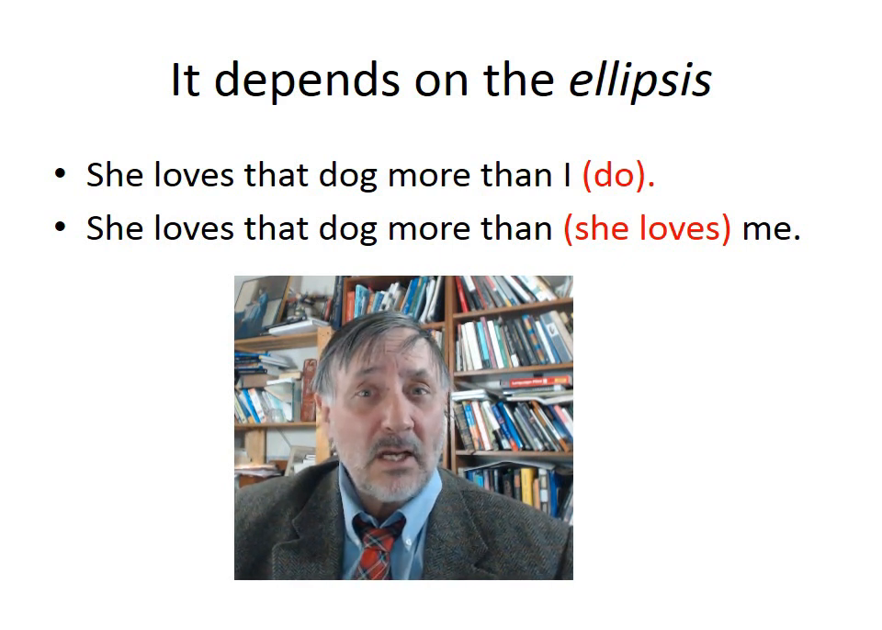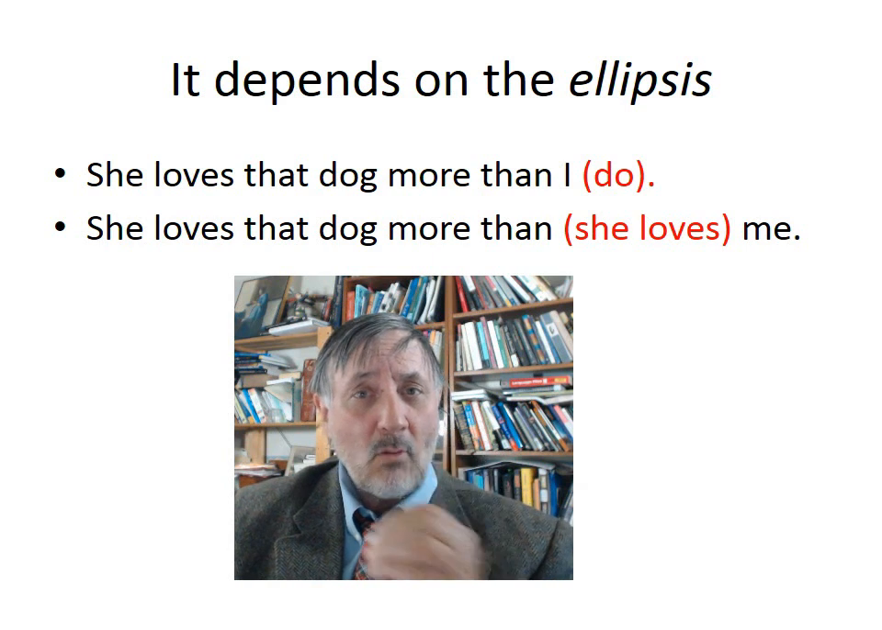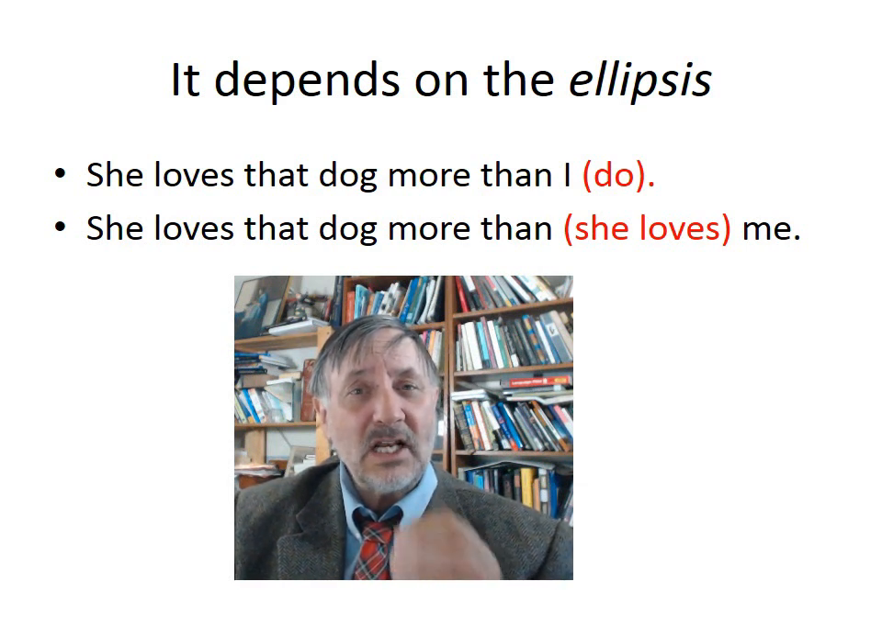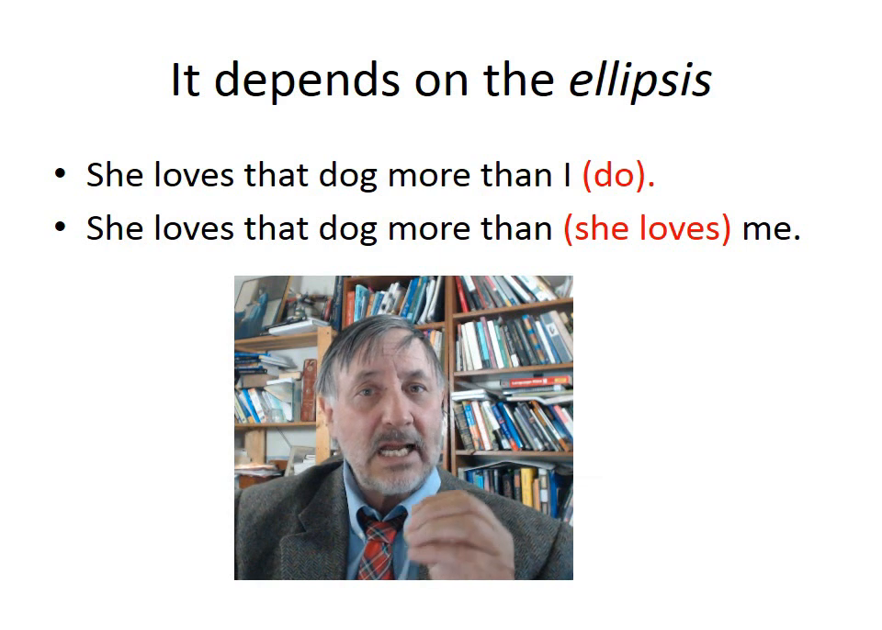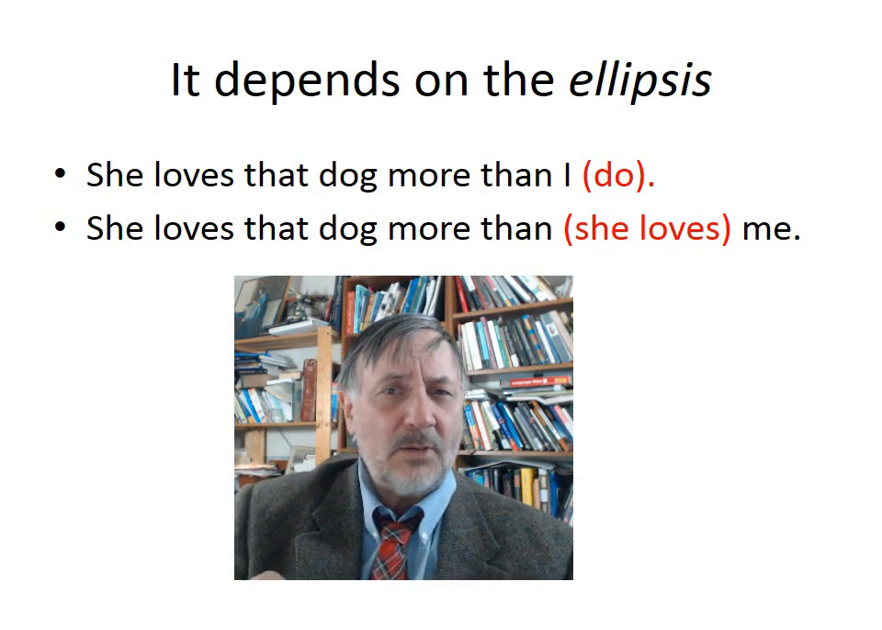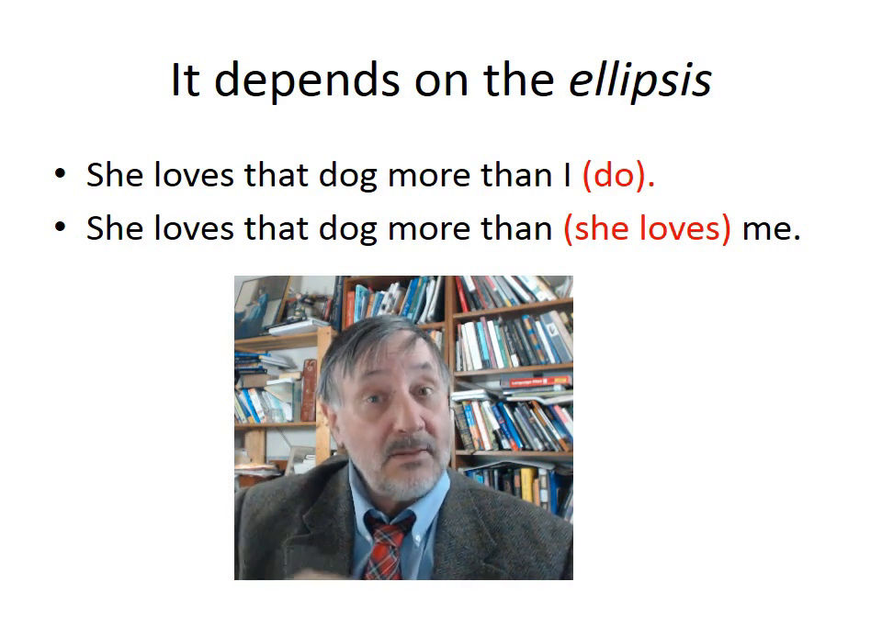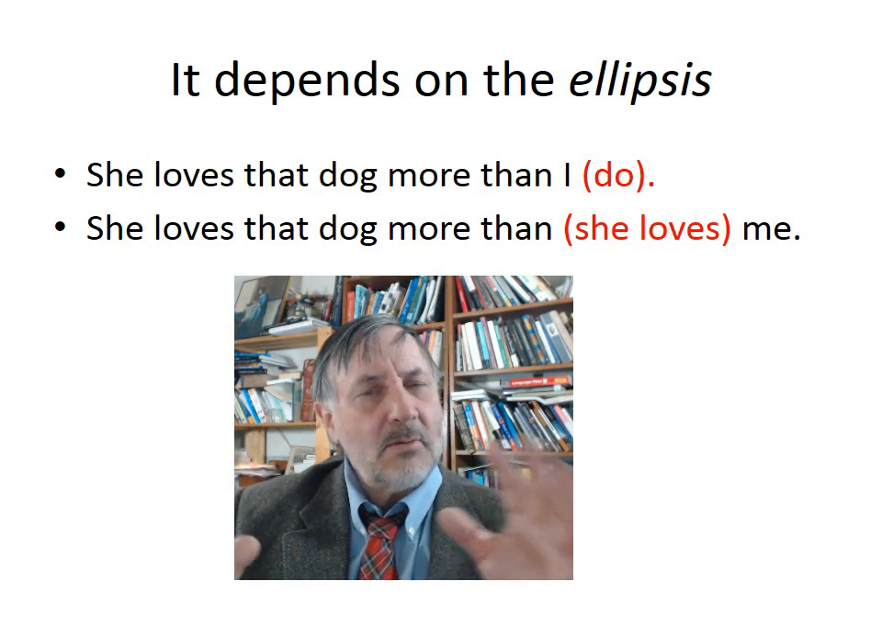Your improper use of the pronoun case can lead to some pretty disastrous results. Okay, so anyway, it all depends on the ellipsis. When you have an instance like this, sometimes it helps to insert the missing verbs. So is it that she loves the dog more than I love the dog? Or does she love the dog more than she loves me? Okay, and just remember that as a model.